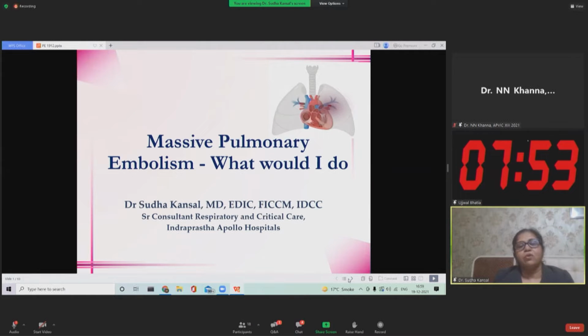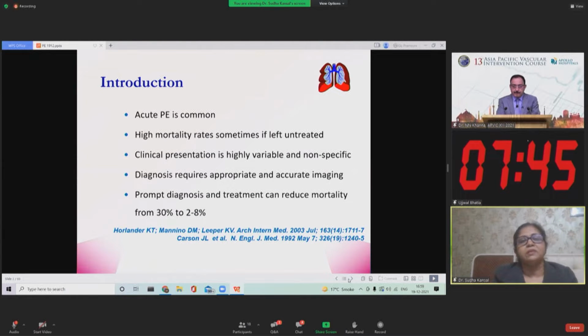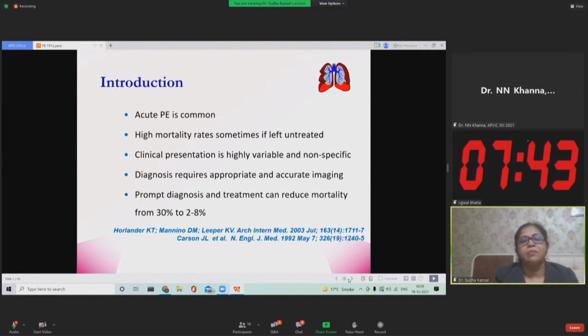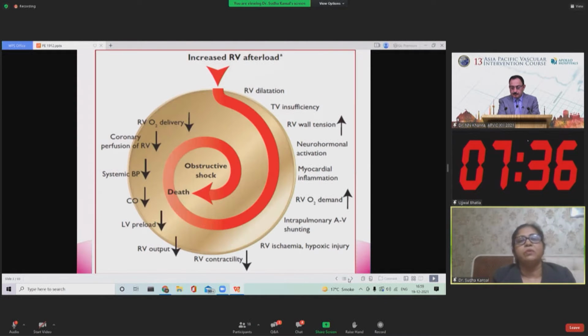So I'm going to talk on massive pulmonary embolism as a physician. How do I manage it? We all know that acute PE is common and it is associated with high mortality if left untreated. However, prompt diagnosis and treatment can reduce the mortality from 30 to 8%.